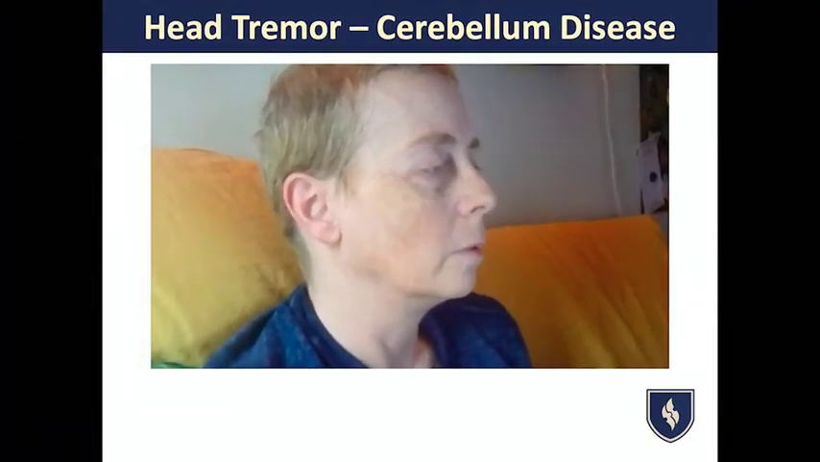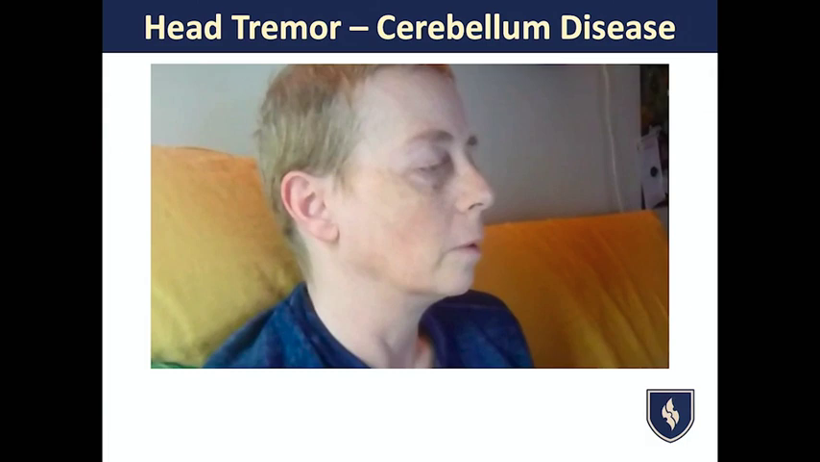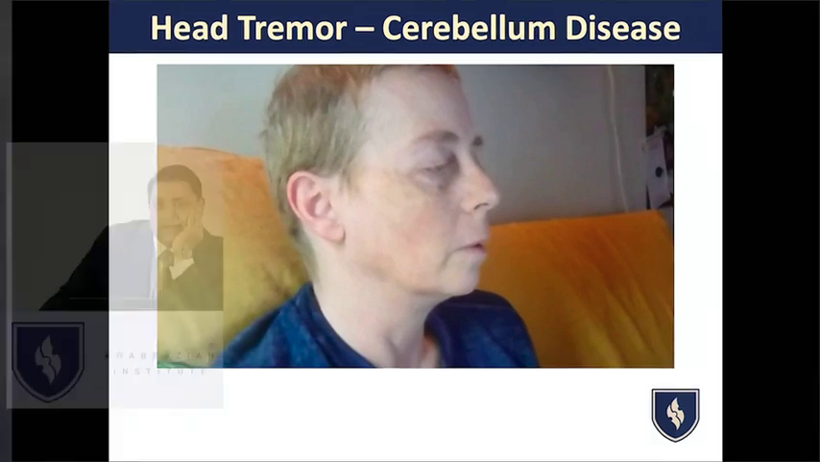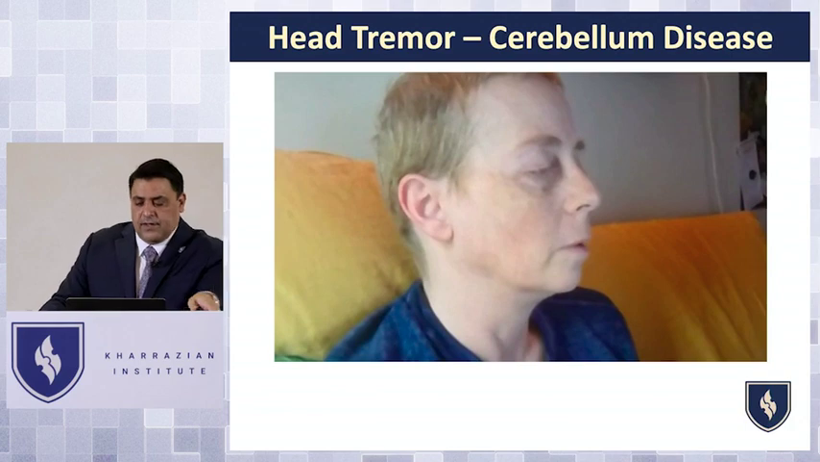You just see those back and forth head movements, very subtle like that. That's truncal tremor. That's the midline cerebellum. That's impacting the intrinsic spinal muscles through the vestibulospinal pathways. And you'll see that with degeneration or injury to the cerebellum.